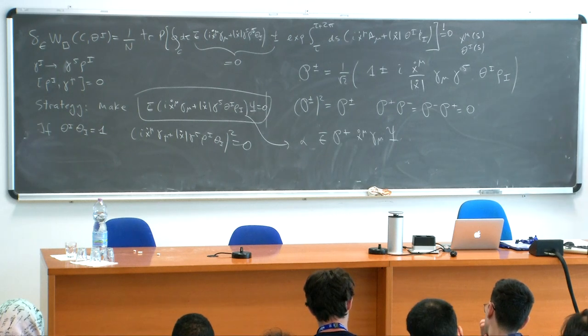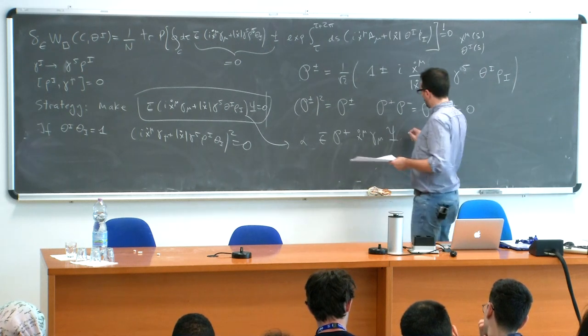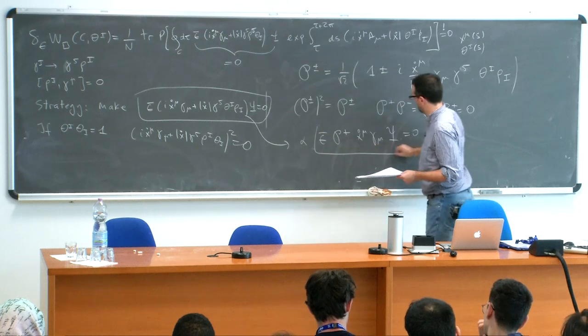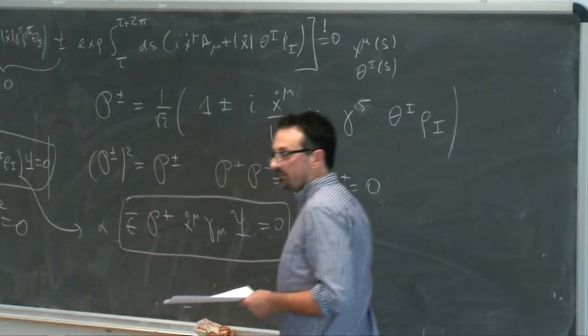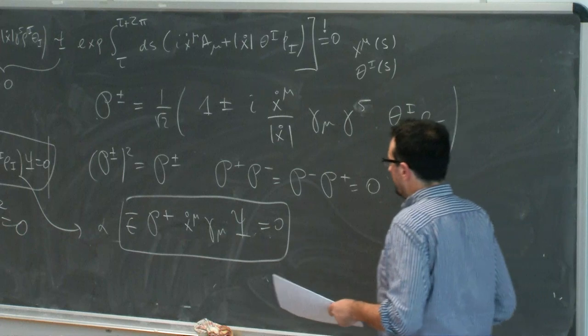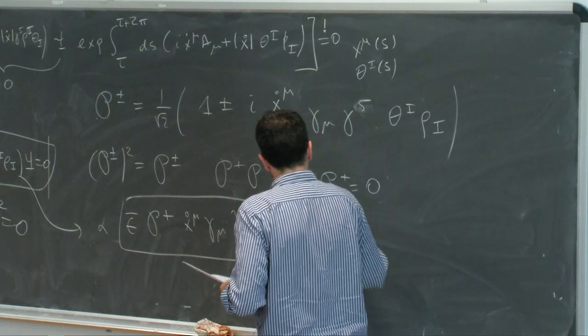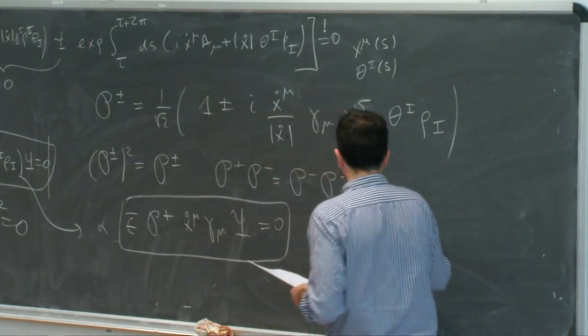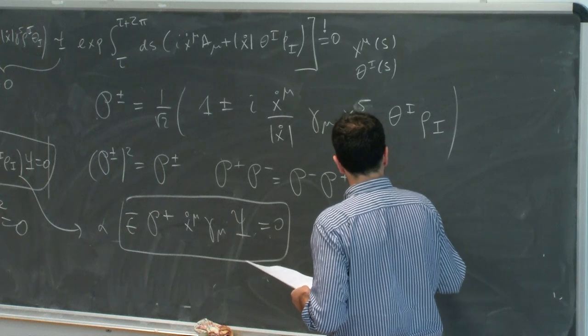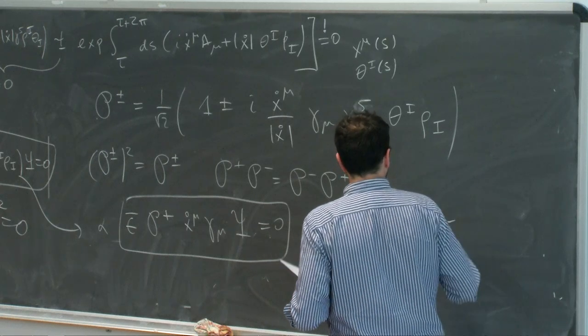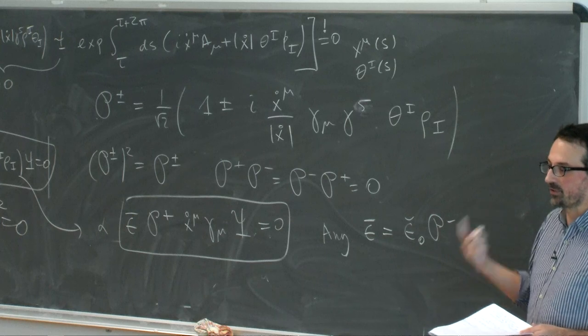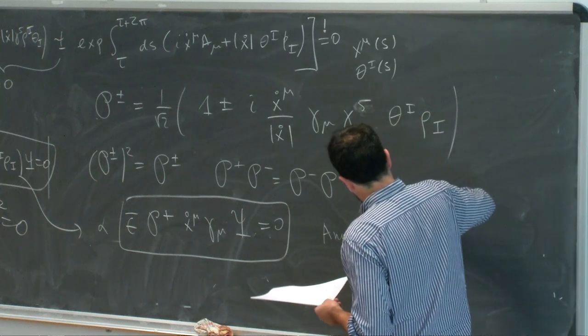Okay, and we want this to be zero. So this is the condition. Then it's clear that any epsilon bar which has the form of some epsilon bar 0 P minus is going to be a half rank solution.